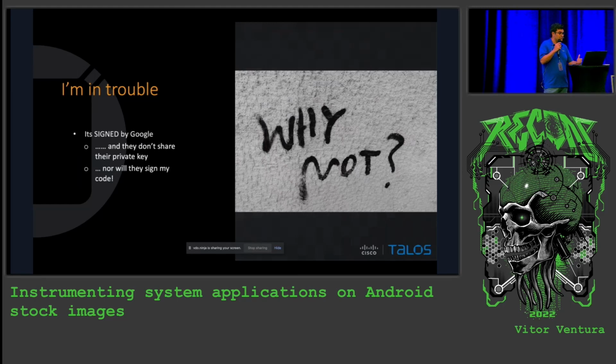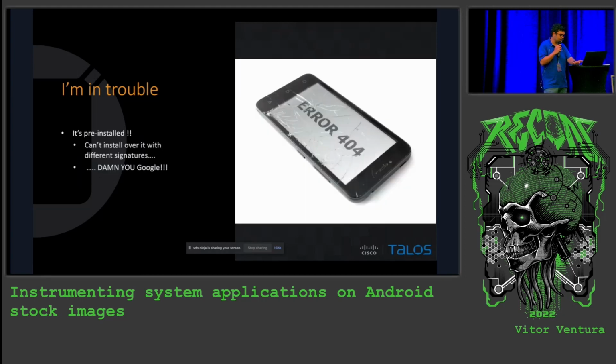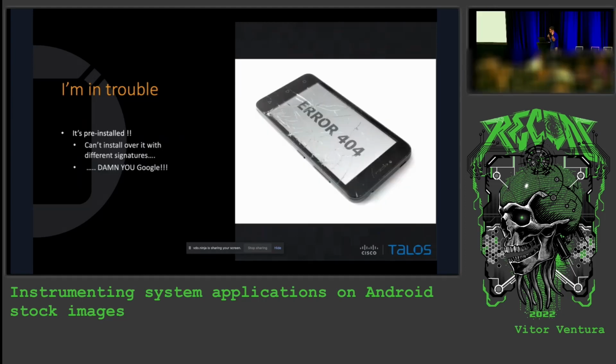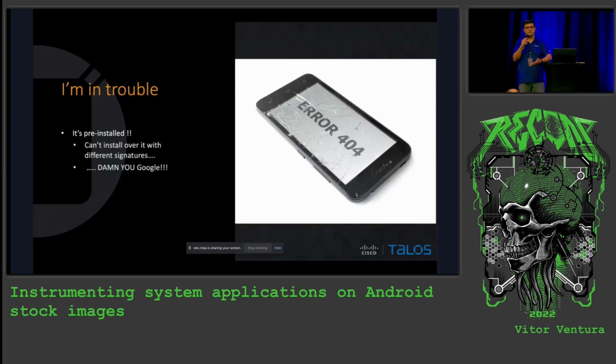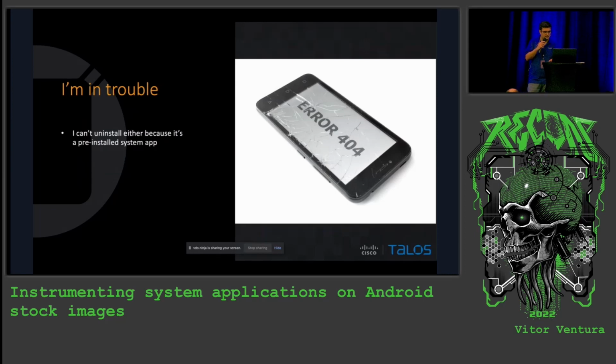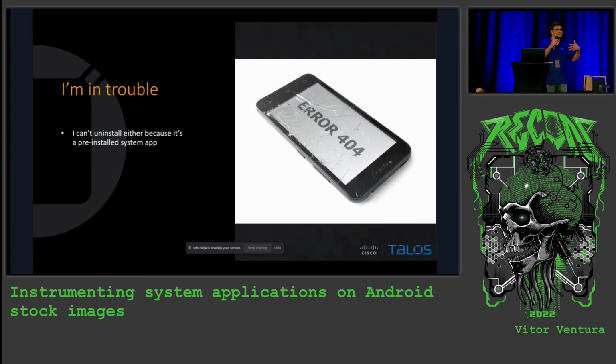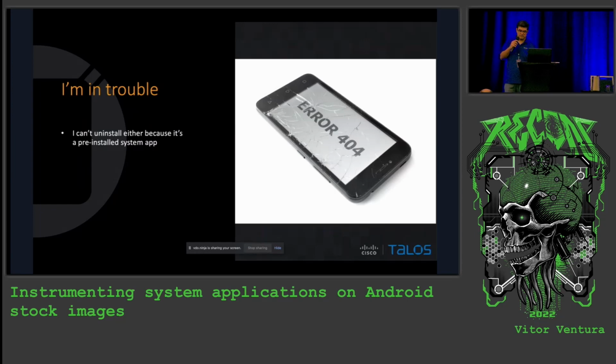So what can I do? Well, I have a problem. I cannot install the patched version because I don't have the private key to sign it. And because it's pre-installed, I cannot remove it either. So it's kind of a loop. I can't get out of this. If I try to uninstall it, it will give me an error, because I can uninstall the updates, but I cannot uninstall the pre-installed version. And the signatures don't match, so I cannot update it with my own version. So I'm stuck in a loop.